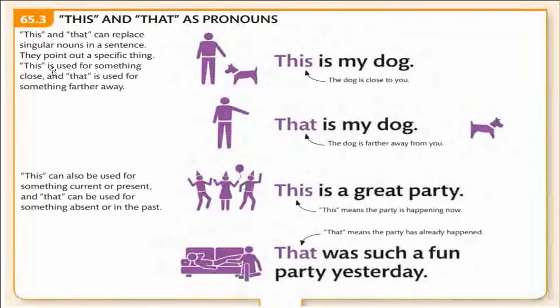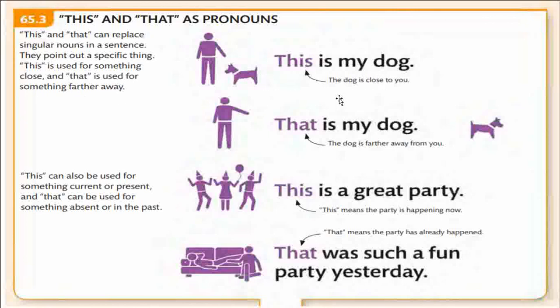The next pointer that we have is this and that as pronouns. Now, pronouns are usually I, you, we, he, she, it, they. How can we use this and that as pronouns? Let us find out. This and that can replace singular nouns in a sentence. They point out a specific thing. This is used for something close, and that is used for something further away.